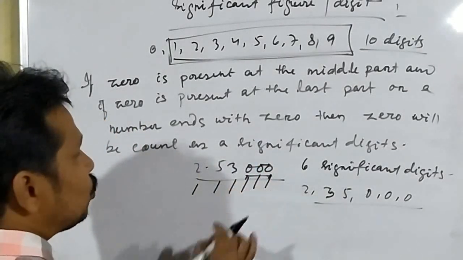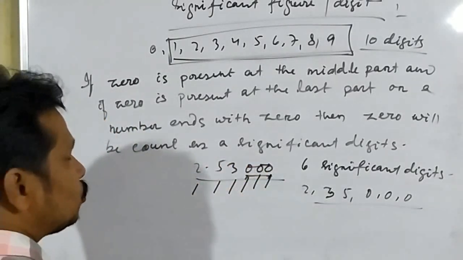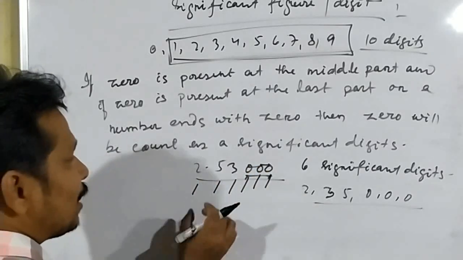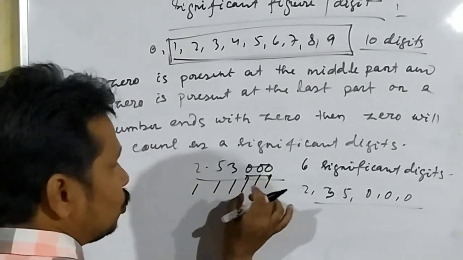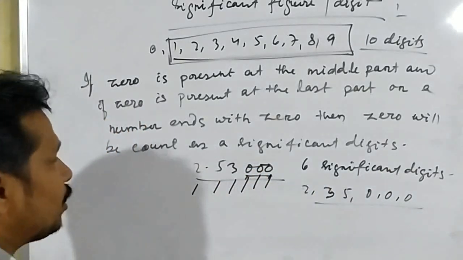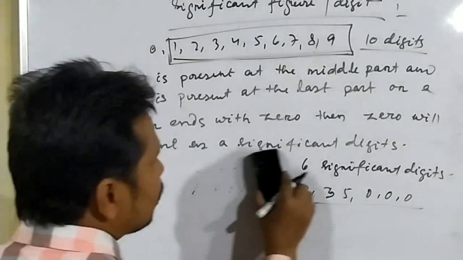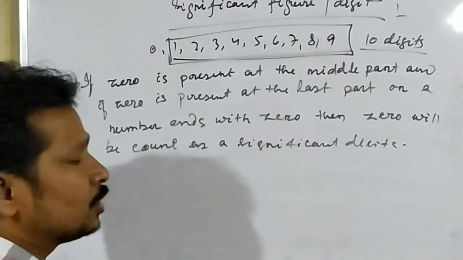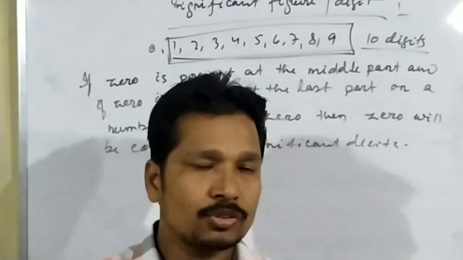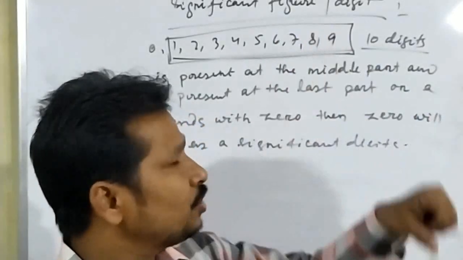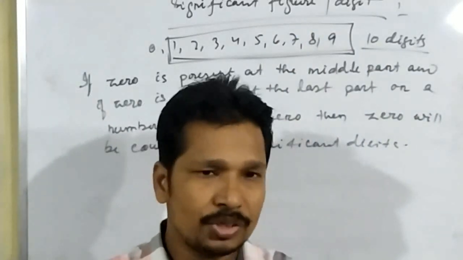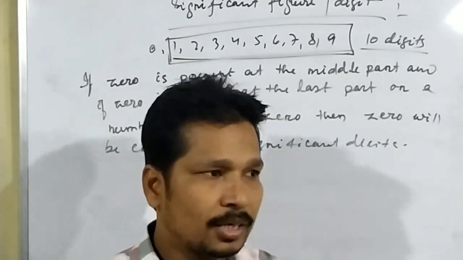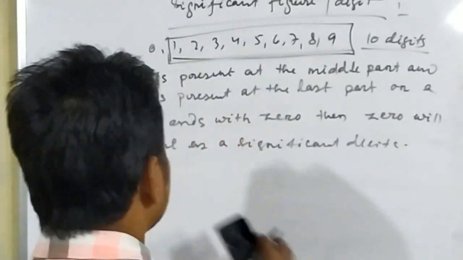If more than 2 or 3 0 are present, then we have to count those 3 or 4 0 as 3 or 4 significant digits. Okay, so these are all the conditions we have discussed. I hope you have understood properly about the significant digits. Now we will do some questions about the significant digits and the rounding of numbers.